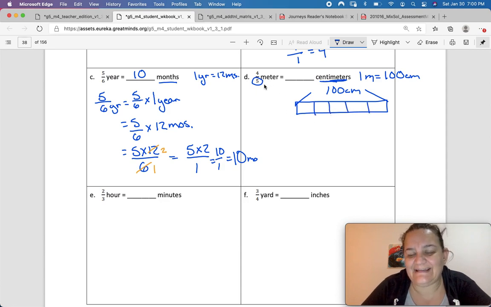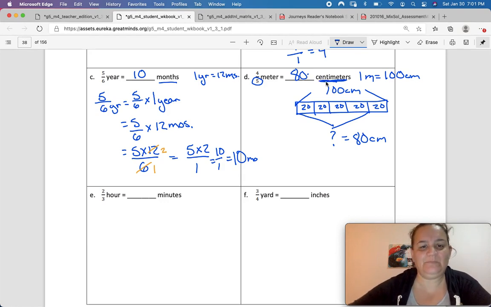1, 2, 3, 4, 5. And 5 goes into 100 20 times. 20, 20, 20, 20, 20. Okay. Now it's asking me what is the value of 4/5. So these 4, 1, 2, 3, 4, is what we're looking for. So that's 20, 40, 60, 80. 80. And my value is centimeters. So 4/5 of 1 meter equals 80 centimeters. Okay, I don't have to write the cm again because it's written right there. All right, this was equation and this was tape diagram. Your choice, whichever you prefer right now. Eventually, we're going to be using equations, okay?